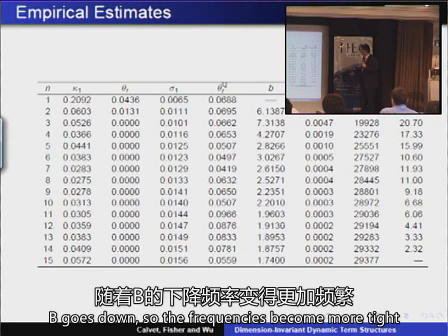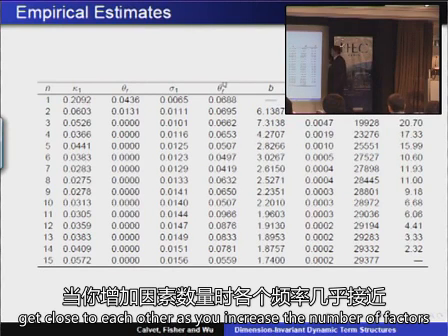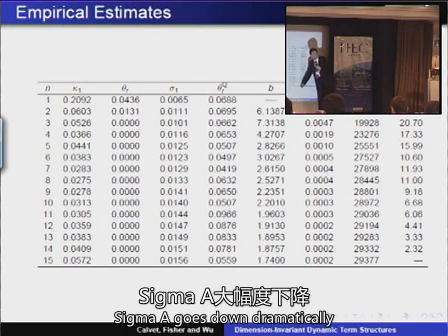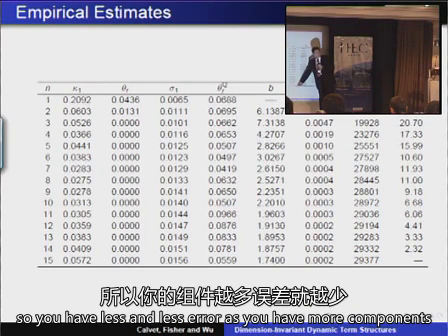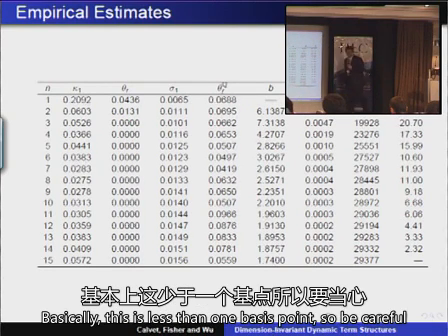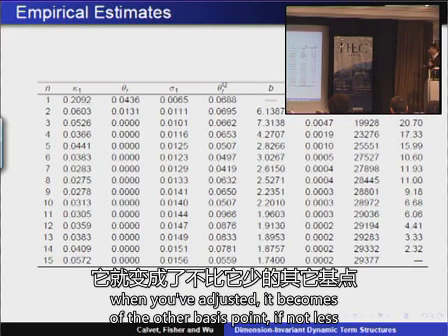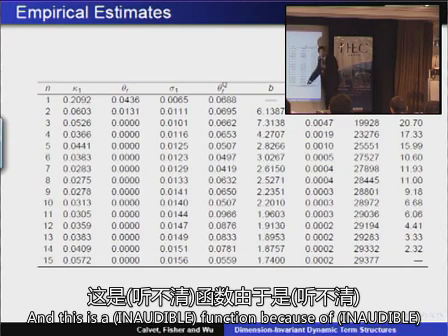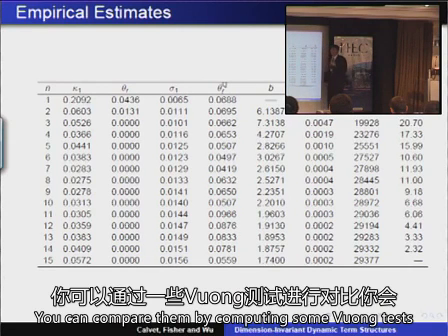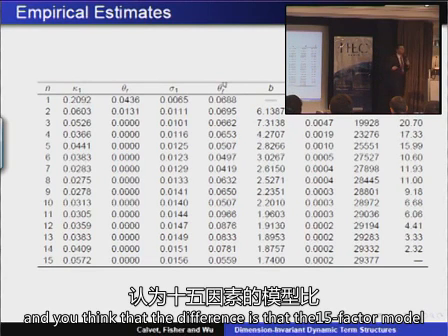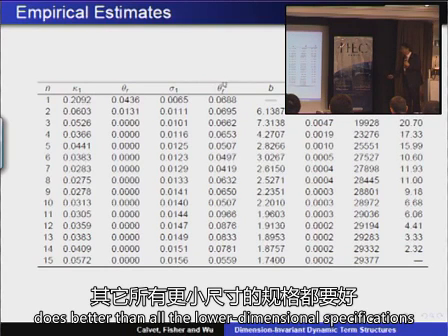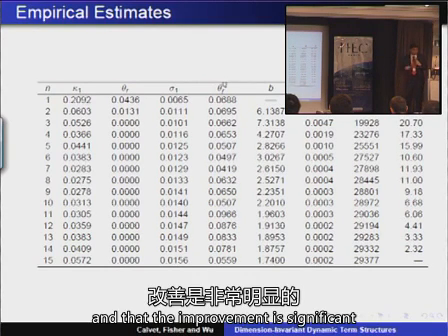B goes down, so the frequencies become tighter, closer to each other, as you increase the number of factors. Sigma goes down dramatically, so you get less and less error as you have more components. Basically, this is less than 1 basis point. Be careful, this is squared, and it's in percentage points. So when you adjust it, it becomes of the order of a basis point, if not less. And then this is the likelihood function. It goes up very fast. These models are non-nested. You can compare them by computing a Vuong test, and you find that the 15-factor model does better than all the lower dimensional specifications, and that the improvement is significant.